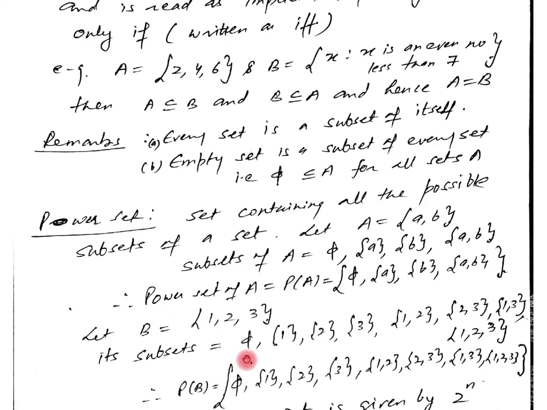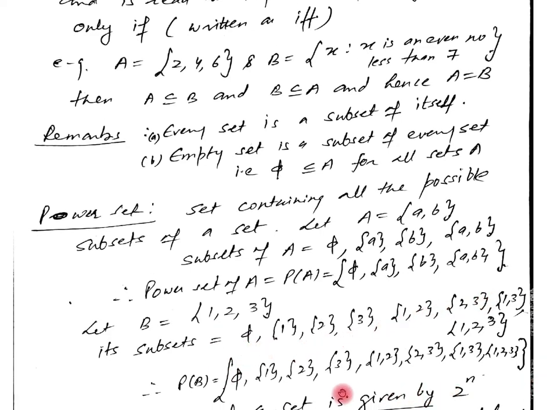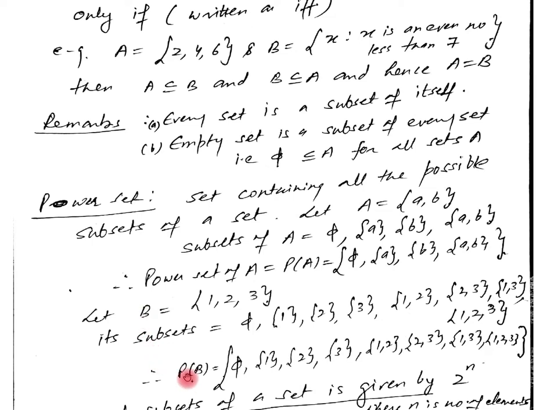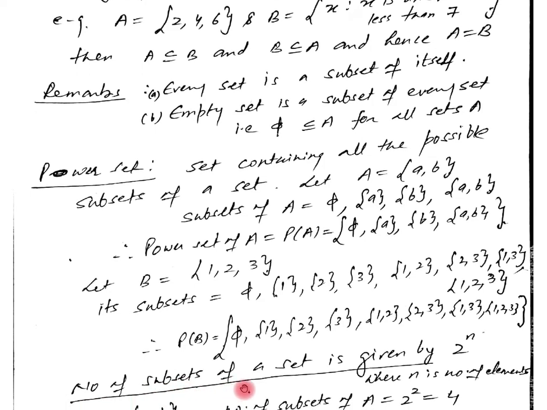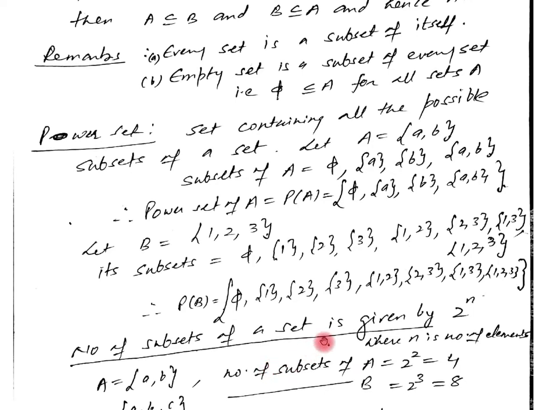Then again I am putting all these subsets in the curly bracket. Then it becomes the power set of B. Now one of the important results regarding the number of subsets of a set is given by 2 raised to power n, where n is the number of elements. Here n is 2, so 2 raised to power 2 is 4, so it has 4 subsets. Similarly here the number of elements is 3, it means n is 3. 2 raised to power 3 is 8, so the number of subsets is 1, 2, 3, 4, 5, 6, 7, 8. So the number of subsets of a set is given by the result 2 raised to power n.